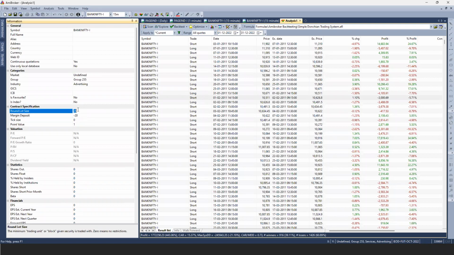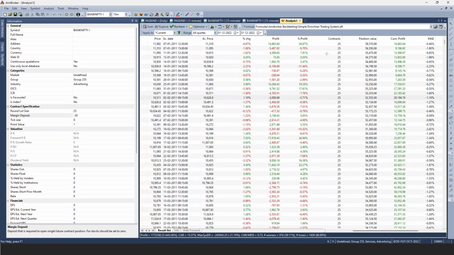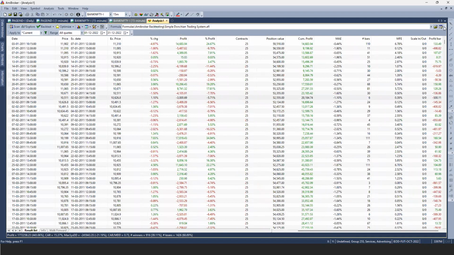So the round lot size is 25, and I'm also going to trade with only one lot. As you can see in the positions, every trade is taking only 25 shares. If you look into the contracts, it always trades 25 shares in each and every single trade.